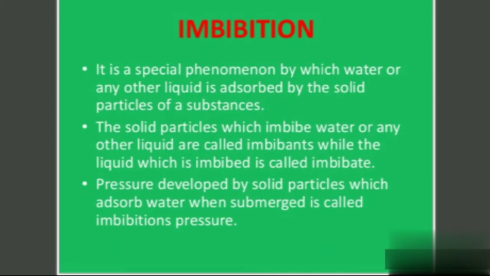You will find that, for example, chalk. You allow the chalk to absorb water or any ink. You will find that the absorption takes place on the outer surface rather than inside the chalk. Okay, the solid particles which imbibe water. What does imbibe water mean? The water or any other liquid is adsorbed on the surface, and such solids are called imbibants. The liquid which is imbibed is called imbibate. Now the pressure developed by solid particles which adsorb water when submerged is called imbibition pressure.